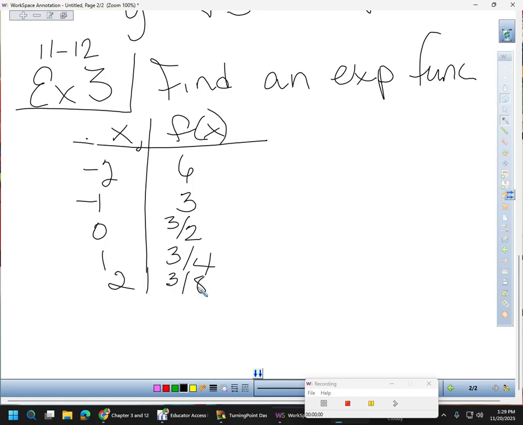Okay, so to find an exponential function, we have a list 1 and a list 2. So I want you to grab your calculator or go into Stat. Go into Edit. This is list 1. This is list 2.